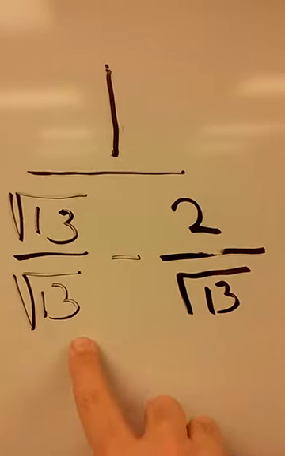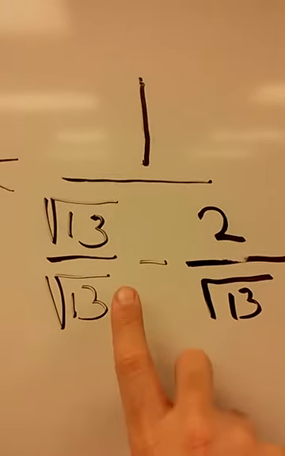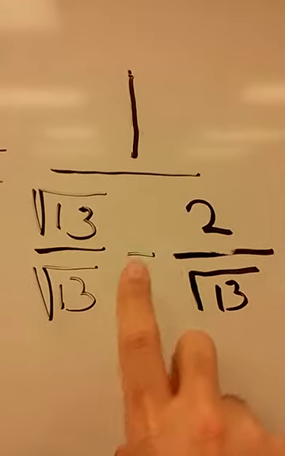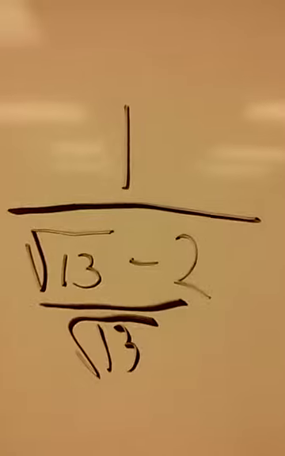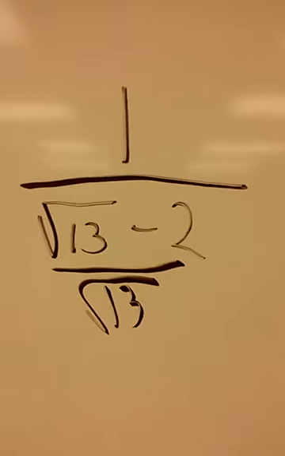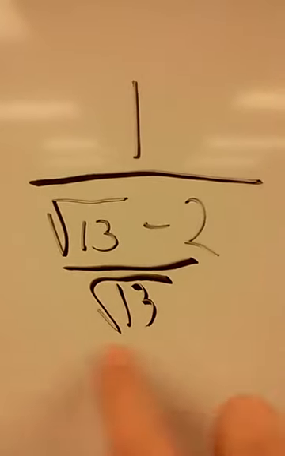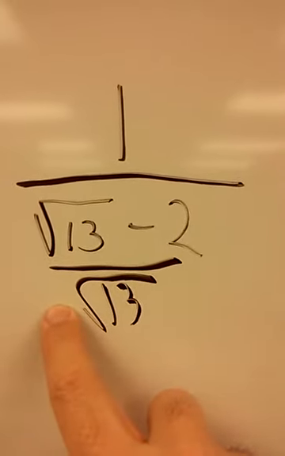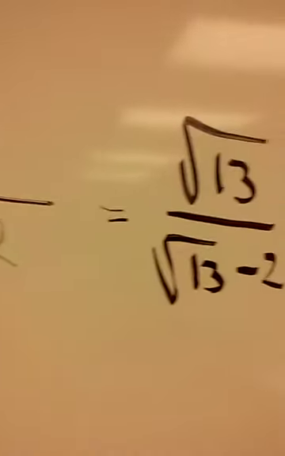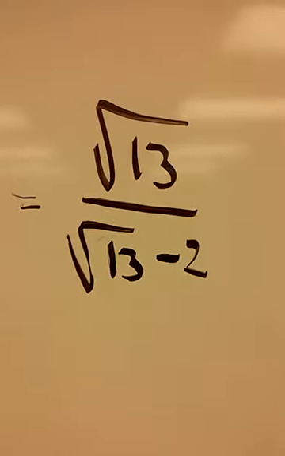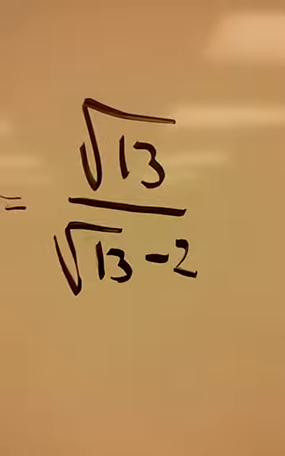Now we have a common denominator in the bottom, so we can combine these two. On the top we have square root of 13 minus 2, and in the denominator we have square root of 13, and that's what we have here. We can even simplify this, because this is all in a denominator. We can bring this square root of 13 up to the numerator like this, and this is what we finally end up at.